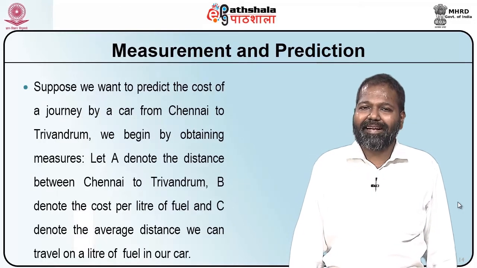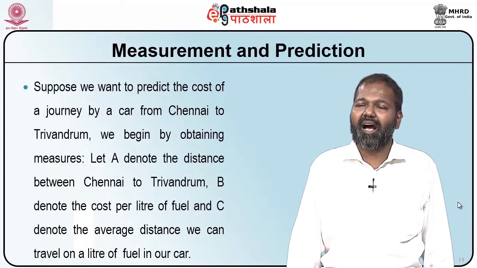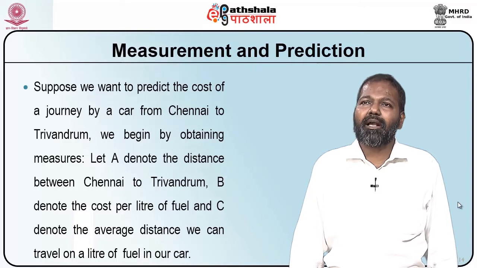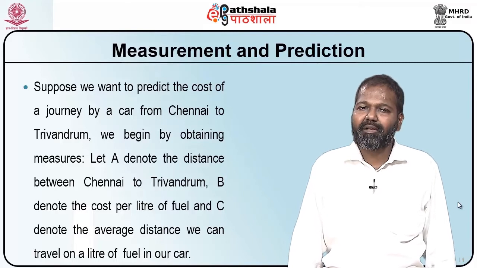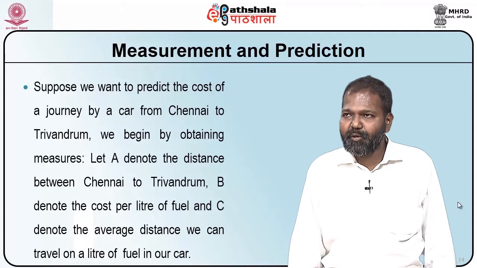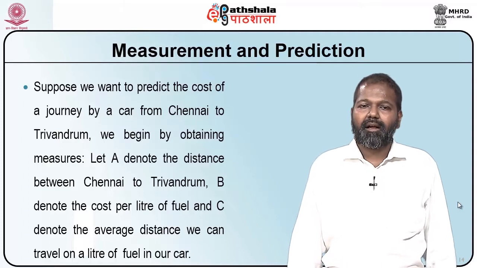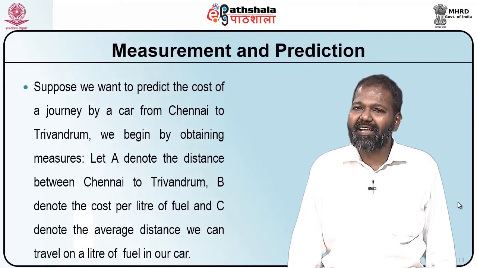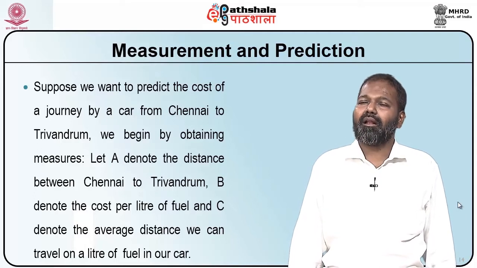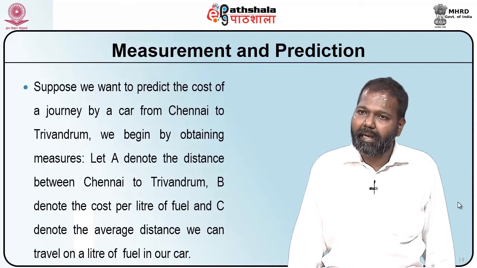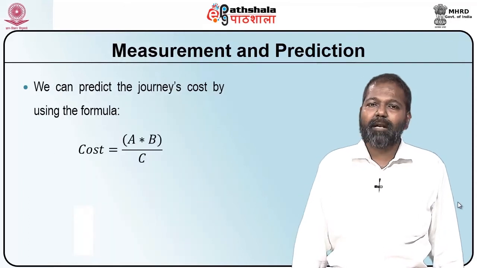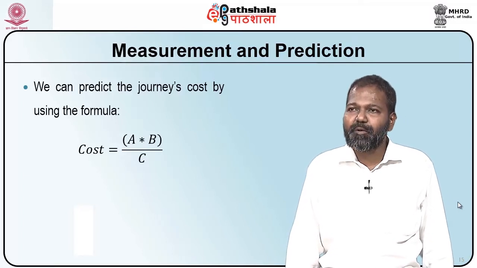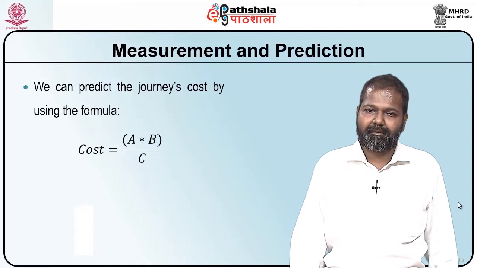Suppose we want to predict the cost of a journey by car from Chennai to Trivandrum. We begin by obtaining measures. Let A denote the distance between Chennai and Trivandrum, B denote the cost per liter of fuel, and C denote the average distance we can travel on a liter of fuel in our car. We can predict the journey's cost by using the formula: cost is equal to A into B by C.